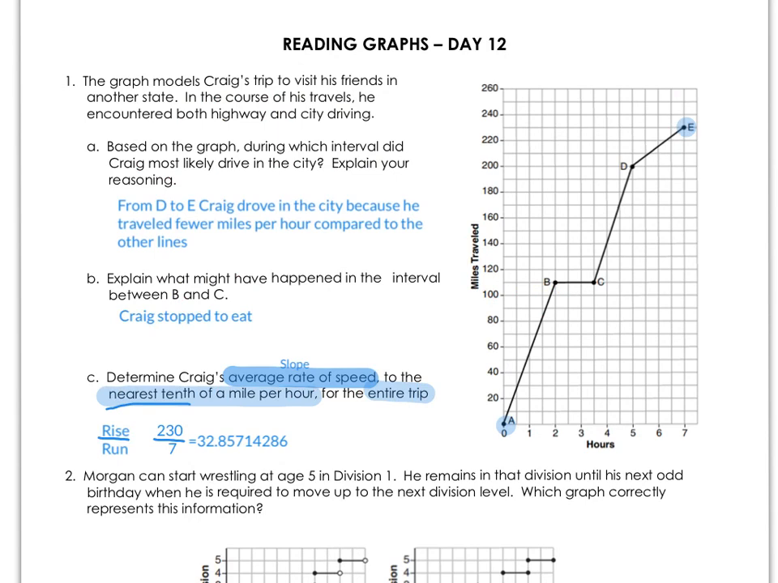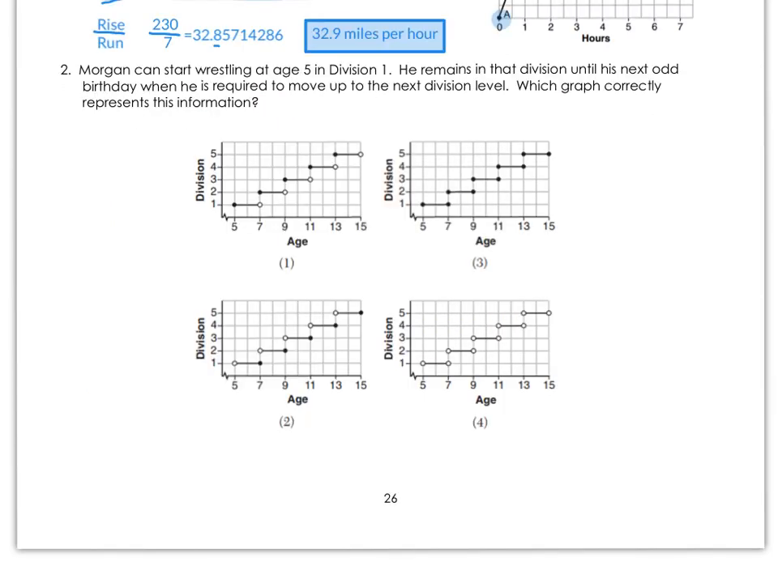So when we round to the nearest tenth, that means I'm looking at the tenths place, which is the 8, and when I look over at the 5, that 5 is telling me to go up. So my final answer would be this 32 and 9/10 miles per hour.